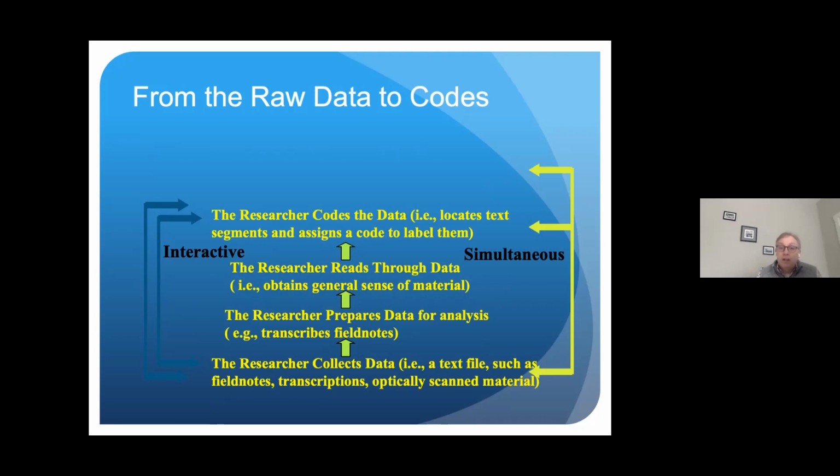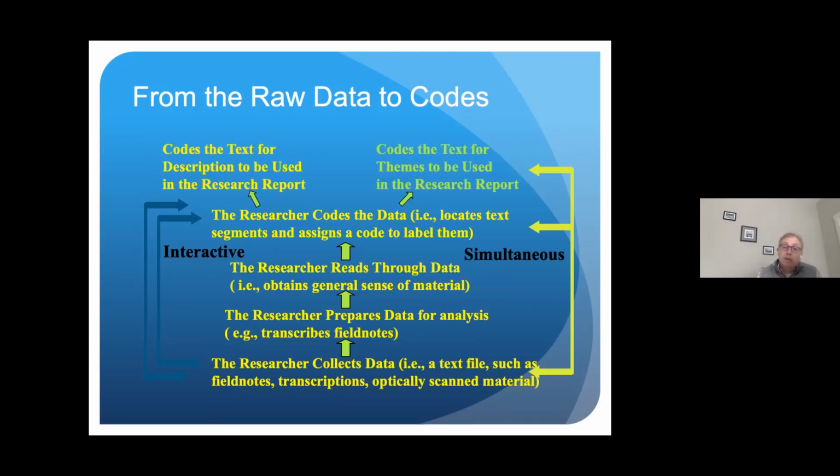And then we're actually coding data. So this is a process of locating segments of text, and we bracket those either by hand or in software, and we assign a code to them. And a code is really a label. It's a label for a unit of meaning of qualitative data. We'll talk more about codes a little bit later, but that's really what a code is.